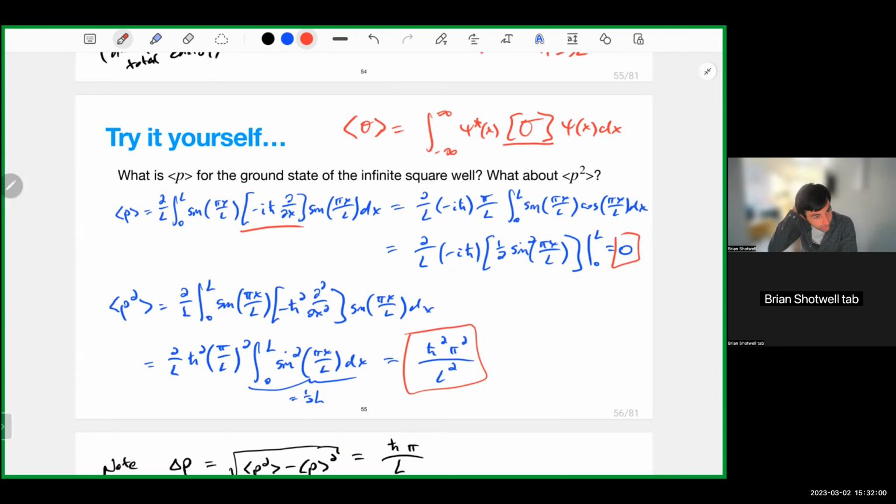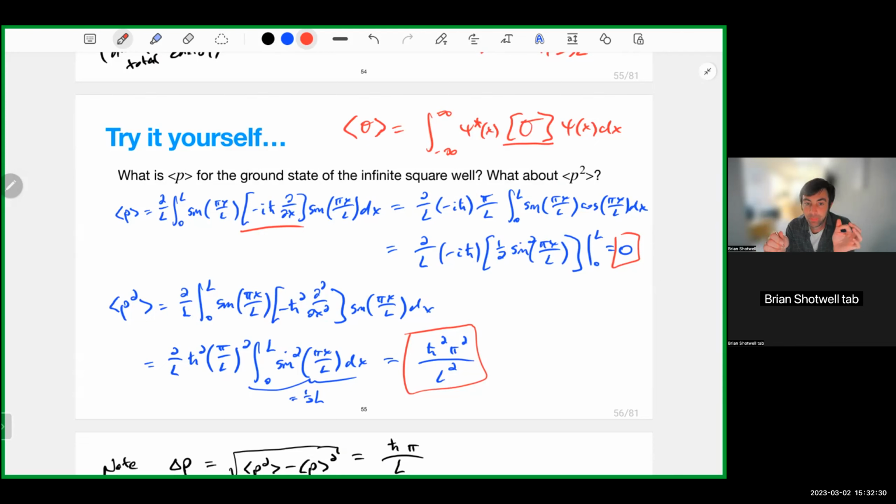So the expected value of momentum is 0, which makes sense because you have a box and you have a particle in it, and it can't be drifting overall to the right or to the left. If the particle is in the box and staying in a stationary state, remember, the probability density is not moving either. So it makes sense that the average or the expected value of momentum is 0. But there's some spread to it.